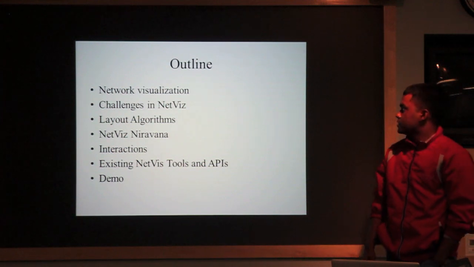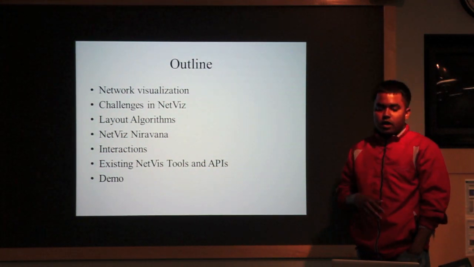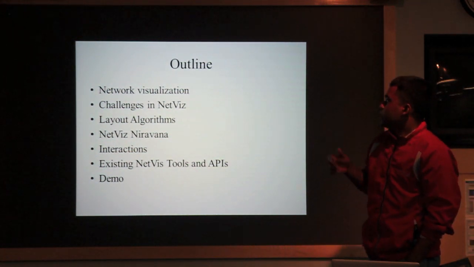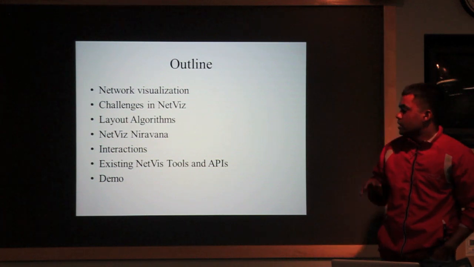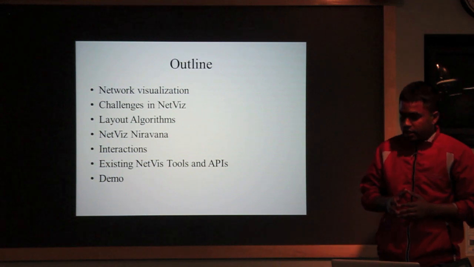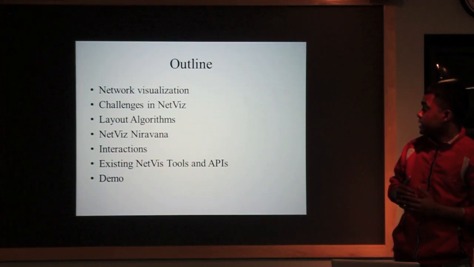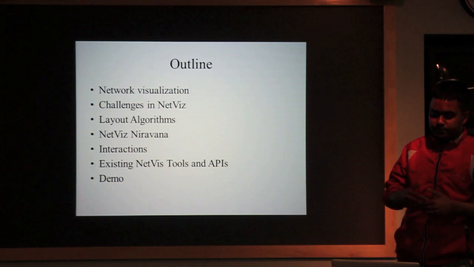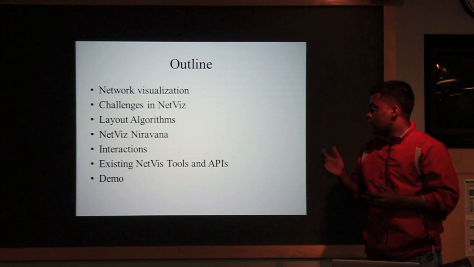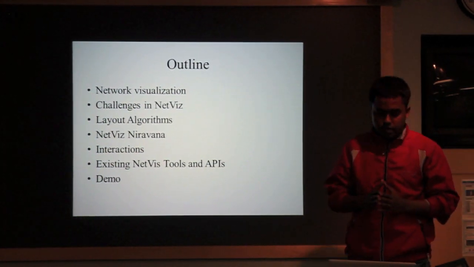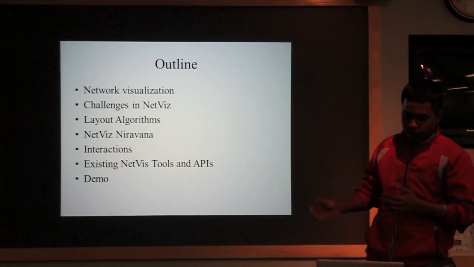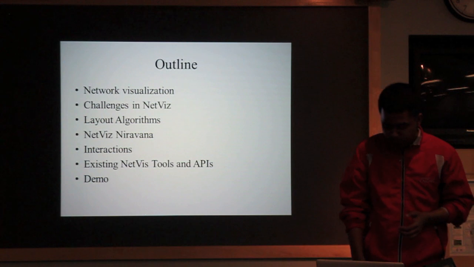So this is the outline of today's presentation. First I'll give an application area of network visualizations, then I'll talk about the challenges in network visualizations, and then I'll discuss the layout algorithms to visualize the network. And then I'll talk about NetVis Nirvana, that is the properties of an ideal network mentioned by Ben Shneiderman. Then I'll talk about common interactions to visualize the network, and then I'll give a list of existing tools and their features that I've gone through, and if I have time I'll show you some demo.